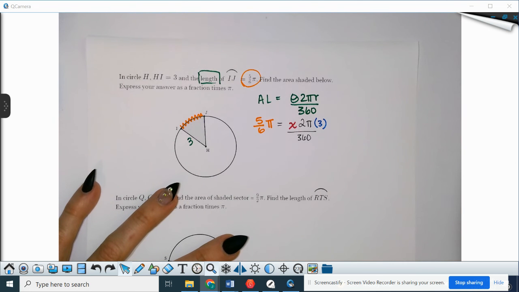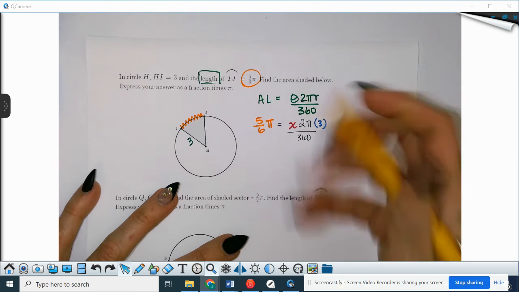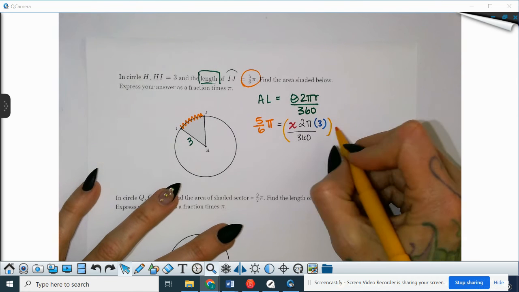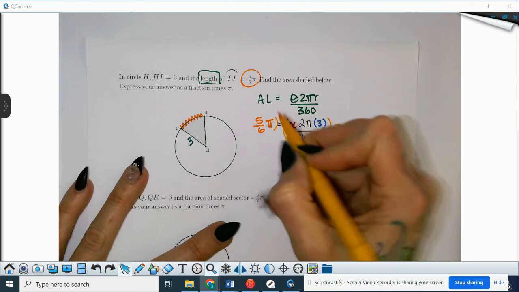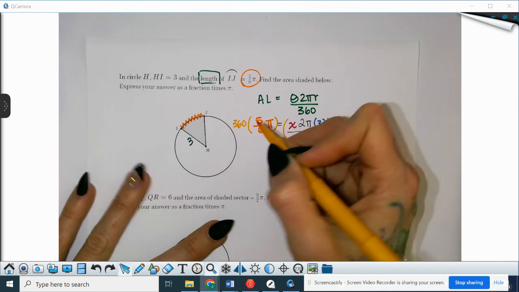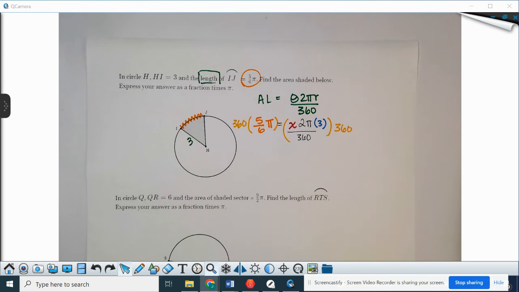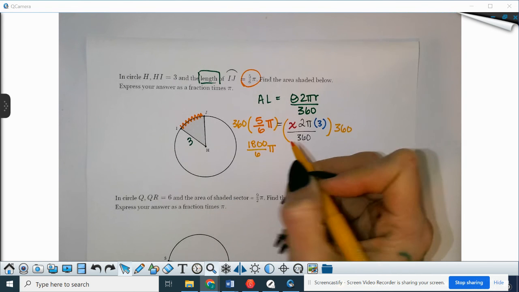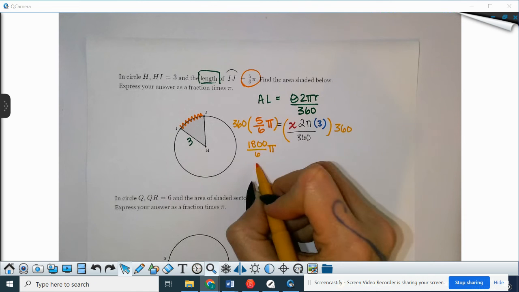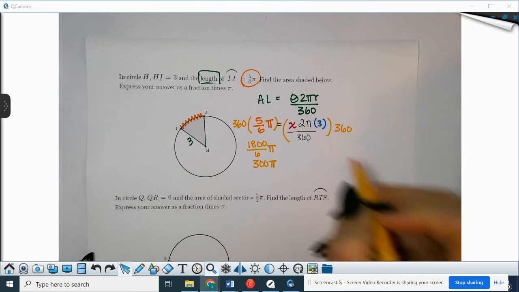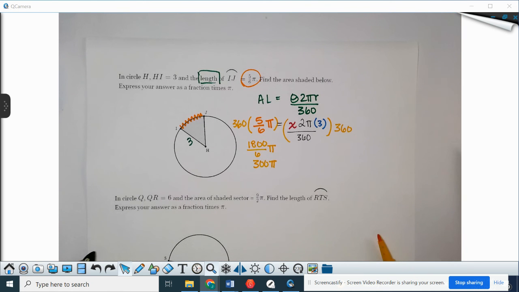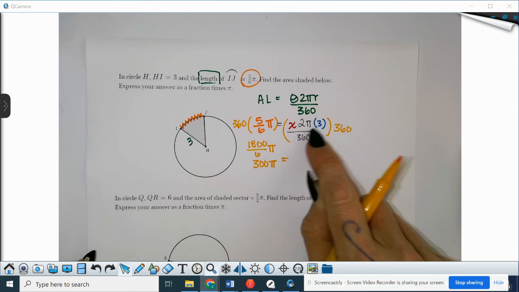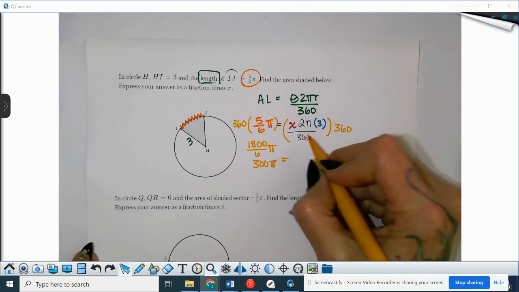So again, we're going to try to get that 360 out of the basement. So we're going to multiply, because it's in the denominator, because it's all of this divided by 360, and the inverse of division is multiplication. So multiply by 360. 360 times 5 is 1,800 over 6, and that's just pi. So if we divide that by 6, we get a nice, neat whole number, we get 300 pi. And that's going to be equal to x times 2 times pi times 3. So 6 pi, because our 360s went away here.